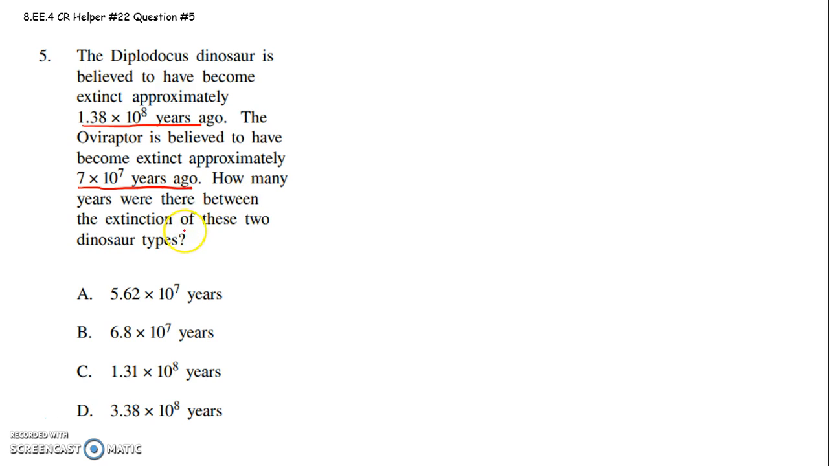Okay, how many years in between their extinction times? Extinction times, we need to subtract. To figure out how many years in between, we need to subtract. So we'll take 1.38 times 10 to the 8th, and we'll subtract off 7 times 10 to the 7th. If we're subtracting in scientific notation, we need to have the same exponent on 10.